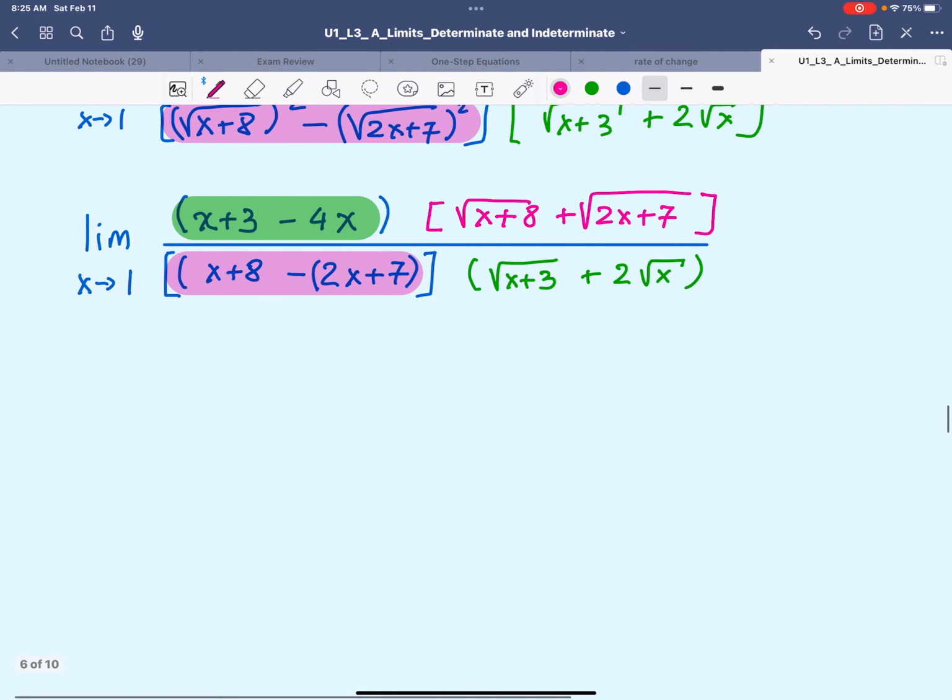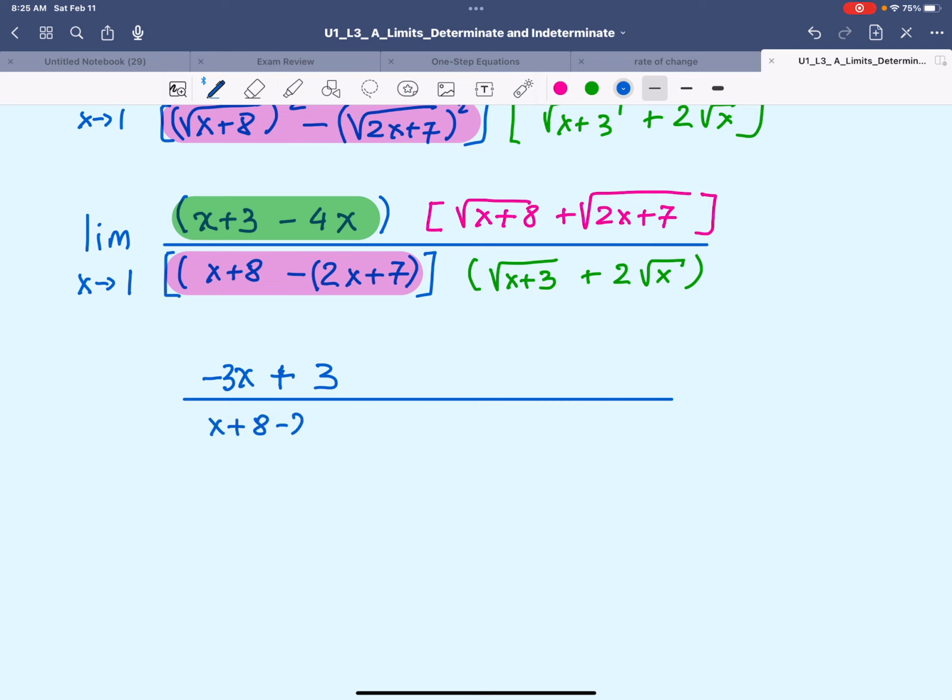So simplify the factor x plus 3 minus 4x. That will give negative x and then negative 3x plus 3. Now, down in the denominator, we'll have x plus 8 minus 2x minus 7. So obviously, I'm keeping those in brackets. I will still highlight them just to be sure. So that's the limit as x approaches 1.